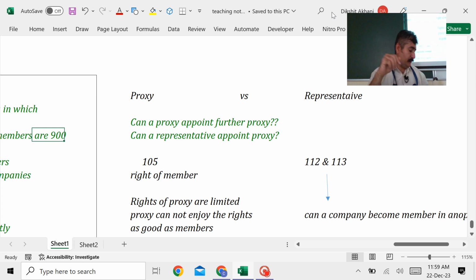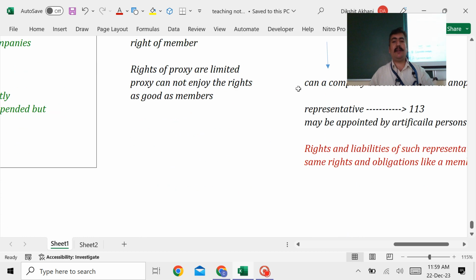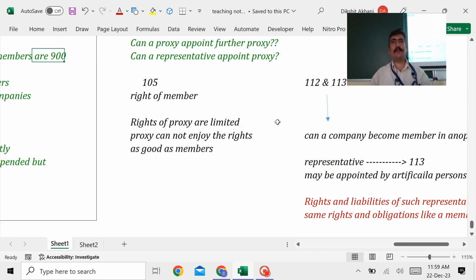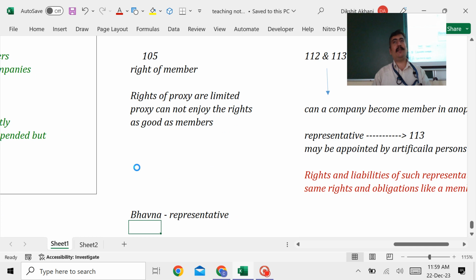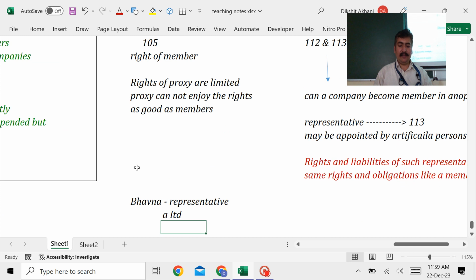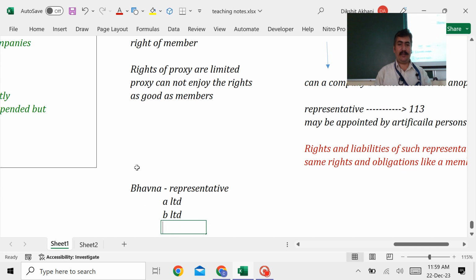One question comes, it is a very interesting question. Tell me one thing: suppose here Bhavna, in this example, is appointed as a representative. Congratulations, Bhavna. She is made the representative of three companies: A Limited, B Limited, and C Private Limited.